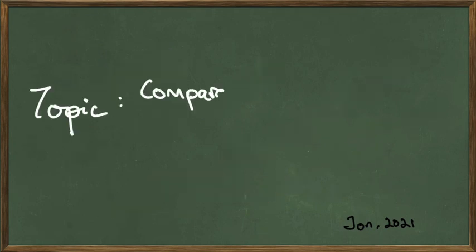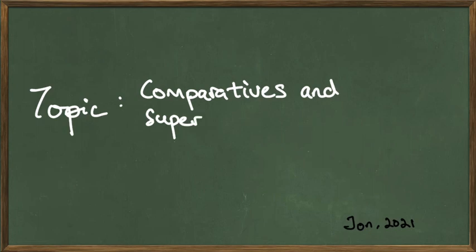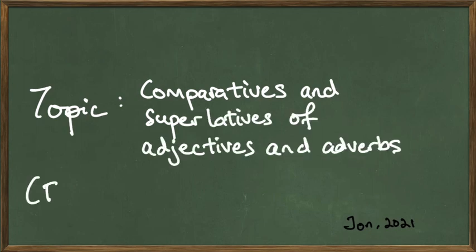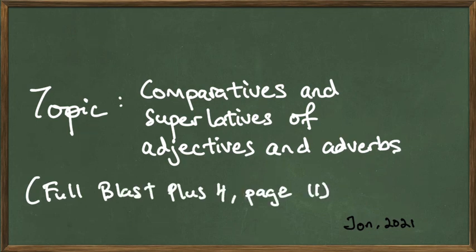Our topic for today is comparatives and superlatives of adjectives and adverbs. This topic is taken from the textbook 4++4 on page 11. By the way, this is the Form 4 textbook for English. In this topic, you will learn when to use comparatives, when to use superlatives, and what the spelling rules are.